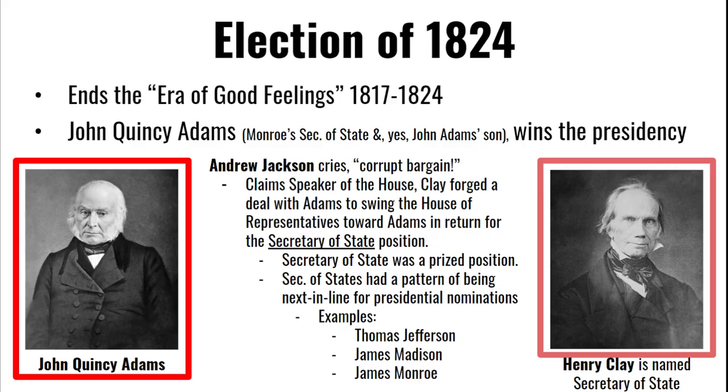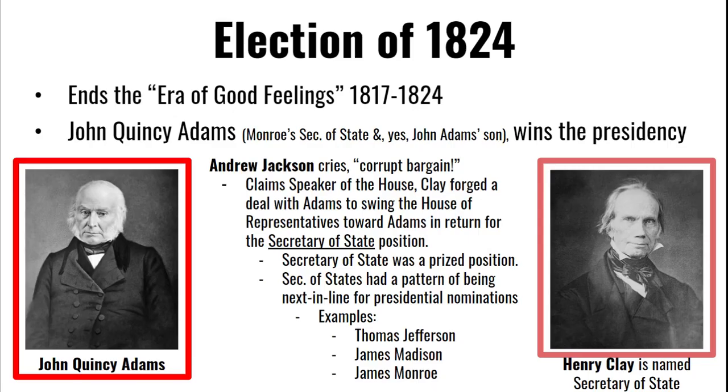If you look at the past record, the pattern is Thomas Jefferson, James Madison, James Monroe. They were all previously Secretary of State in another president's administration. So this is a big deal for Henry Clay. And Andrew Jackson cries out that this is a corrupt bargain. This is a deal made between these two where Henry Clay swung the election for his personal benefit.